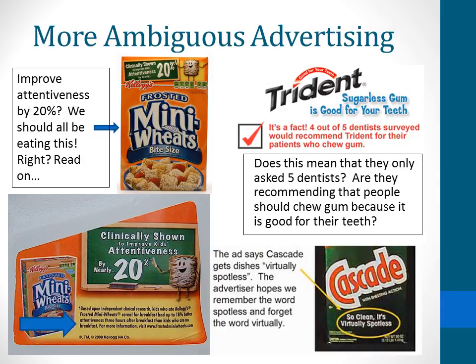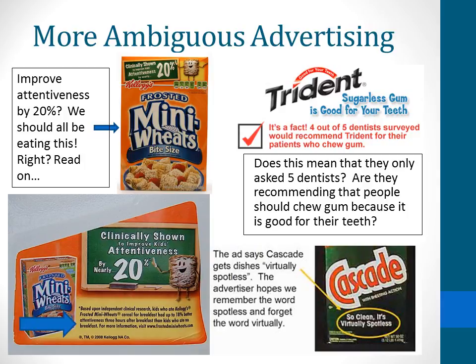However, when you read what it actually says after the asterisk, based upon independent clinical research, kids who ate Kellogg's Frosted Mini Wheat cereal for breakfast had up to 18% better attentiveness 3 hours after breakfast compared to kids who ate no breakfast. So this number is just being manipulated. Because you could give a kid a Pop-Tart and gummy bears for breakfast, and that's going to help them more than if they get nothing for breakfast. So, this is really ambiguous advertising.